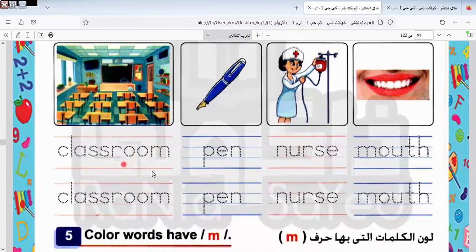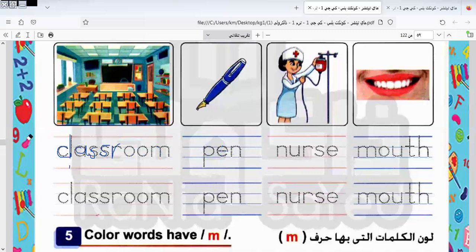Here we have classroom written like this. It's called classroom, written like this. I will write 2 words, and I will leave the rest to do by yourself. Here is classroom written like this. Here is pin written like this. Let's go to another one here.